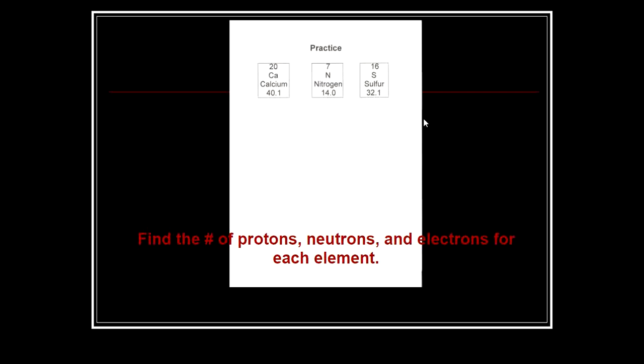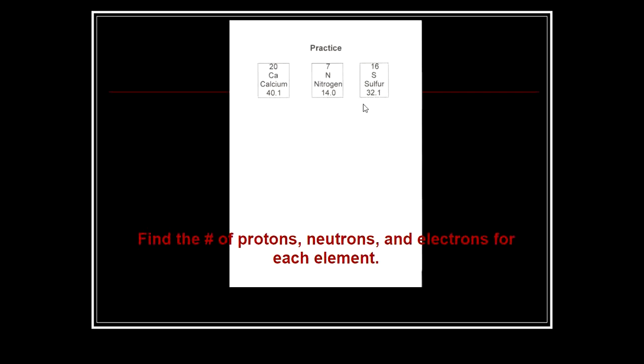Let's look at this one right here. How many protons? 7. Electrons equal that, so how many electrons? 7. And to find the number of neutrons, we ask the man: mass number minus atomic number gives us 7.